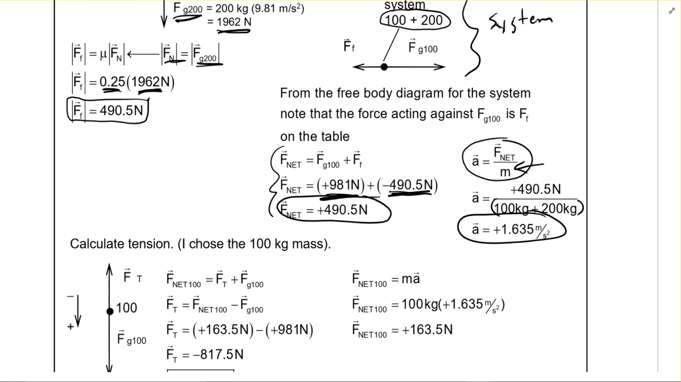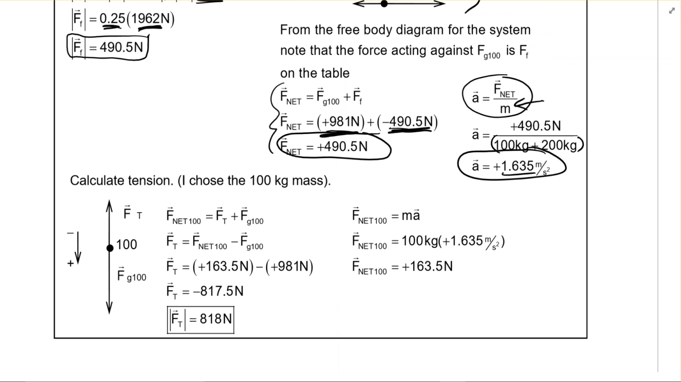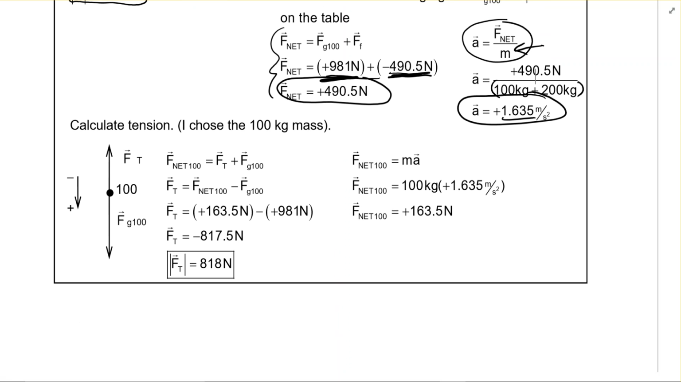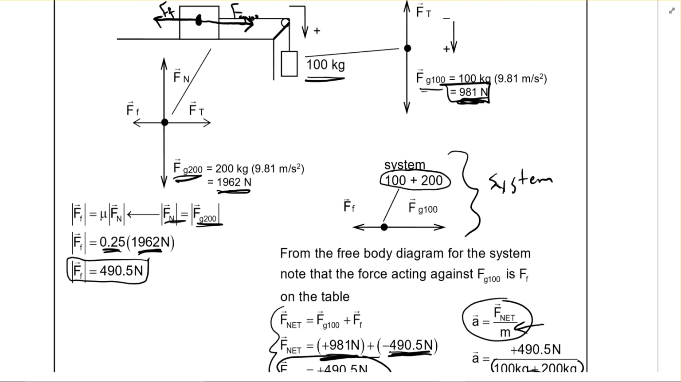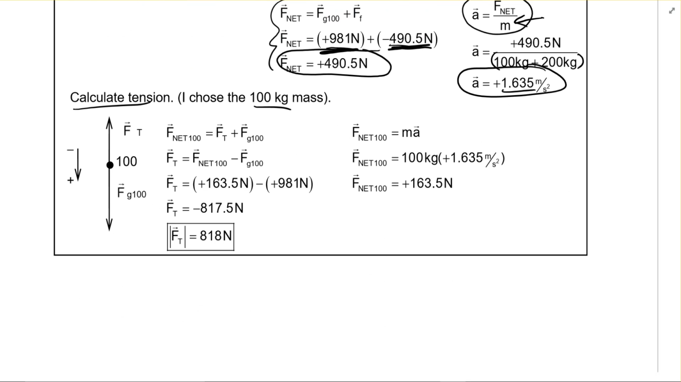And the only reason why we left it with extra digits there is because we're going to use this number in the part below. So in the part below here, it says calculate the tension. We need to look at just one of the masses. So we're going to choose the 100 kilogram mass, the one going up and down. We could have chosen the other one too, though. It would have still worked.